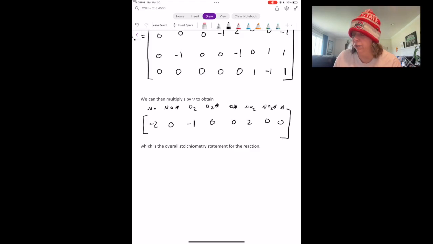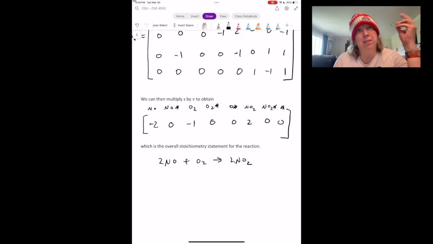I have a -2 for NO, I have a -1 for O2, and I have a +2 for NO2. This gives me the overall reaction, 2NO plus O2 goes to 2NO2. That's the overall reaction I'm looking at. And then notice also that the values for each one of the intermediate species go to 0. That's because those don't participate in the overall reaction. They participate in the steps, but if your reaction mechanism is consistent and complete, that would mean that all of the stoichiometric coefficients of the intermediate species would cancel out, so that the overall reaction is this gas phase reaction here.